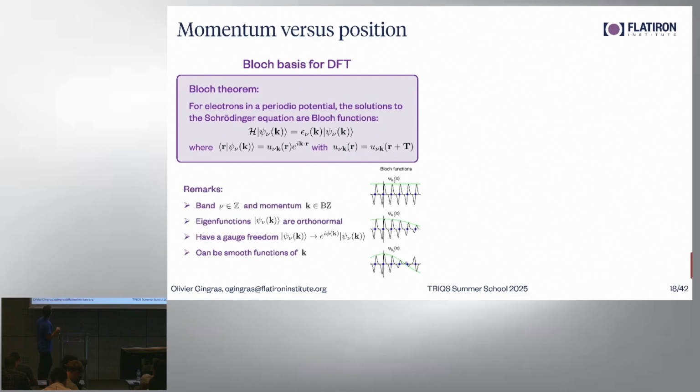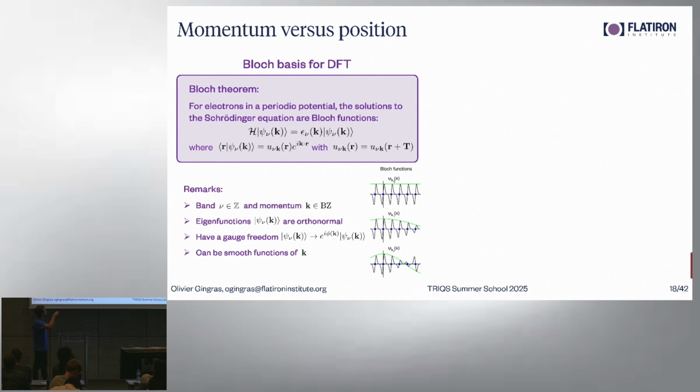Just a remark, this is the basis we're going to work with when coming from DFT. Nu here is a band index, so it's associated to one of these Kohn-Sham orbitals. And the momentum K is defined in the Brillouin zone. These Bloch functions are orthonormal. There's a gauge freedom, so you can add a phase to any of these Bloch functions. They remain a solution of the Schrodinger equation, and they can be smooth in K. And here's a picture of what it looks like.